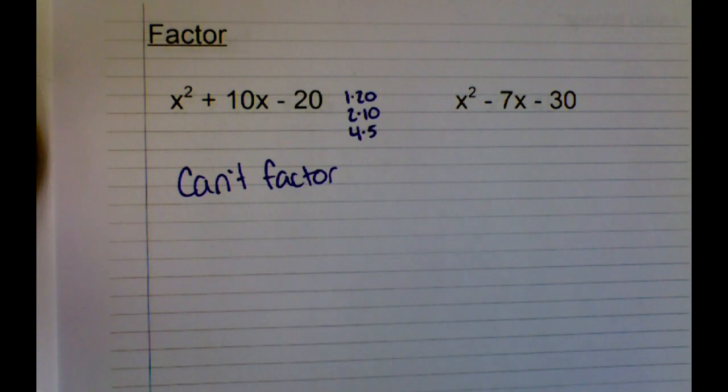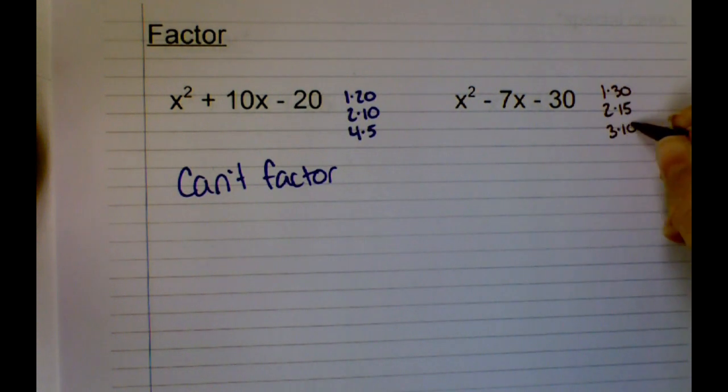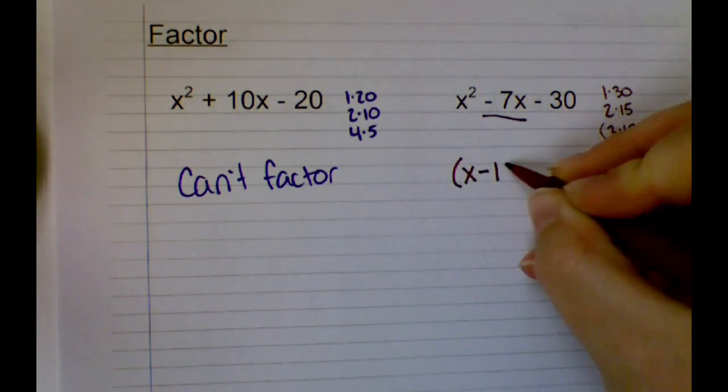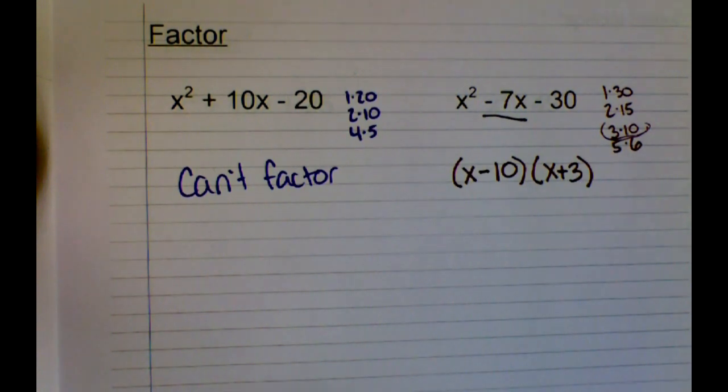Let's go back to some that can be, though. X squared minus 7x minus 30. Numbers that multiply to 30 are 1 times 30, 2 times 15, 3 times 10, or 5 times 6. To make negative 30, I have to multiply a positive and a negative, which means one of the numbers is going to have to be a negative in here. And to make negative 7, oh, look at that. Negative 10 plus 3 would make negative 7. So I take x minus 10 times x plus 3. Negative 10 and positive 3.